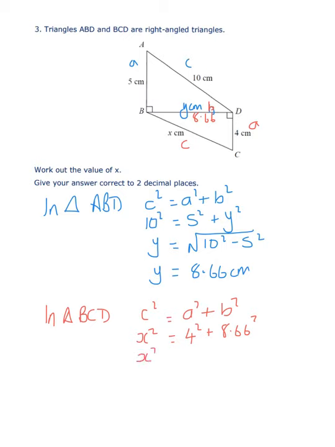So x squared equals 16 plus 75. So therefore x will equal the square root of that, which is the square root of 91, to give us 9.54 centimetres to 3 significant figures. But it does actually say to do decimal places, so that's fine. Good.